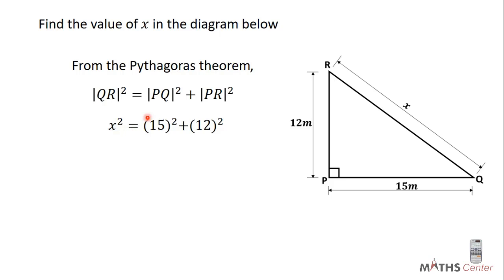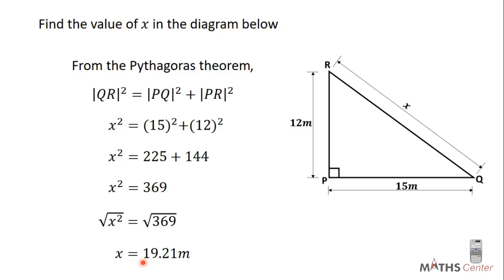So x squared is equal to PQ is 15, so 15 squared, plus PR is 12, so 12 squared. You do this on your calculator, you are going to have x squared is equal to 369. You take the square root of both sides, and x is giving us 19.21 meters. So using the Pythagoras theorem, we have been able to find the length of QR, or x, the value of x, to be 19.21 meters.